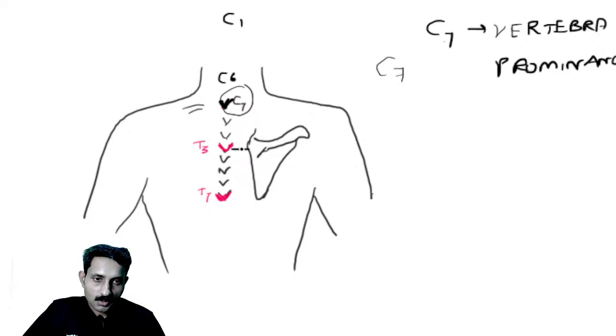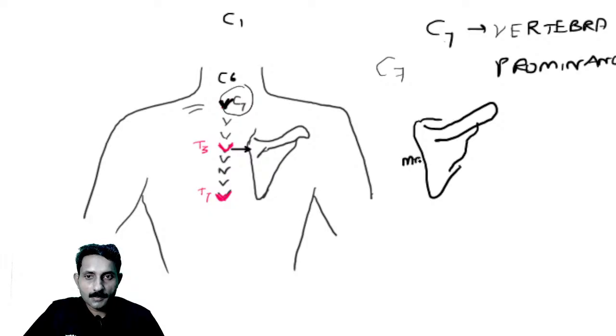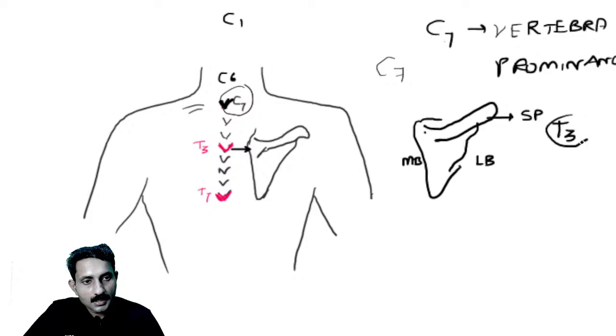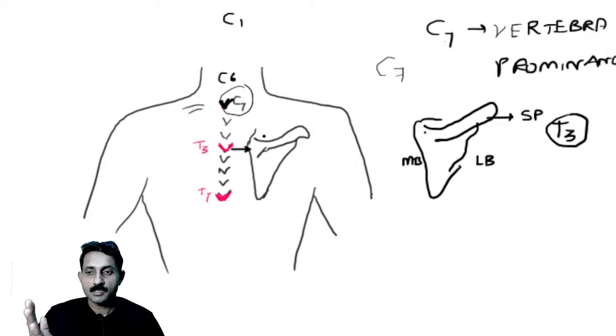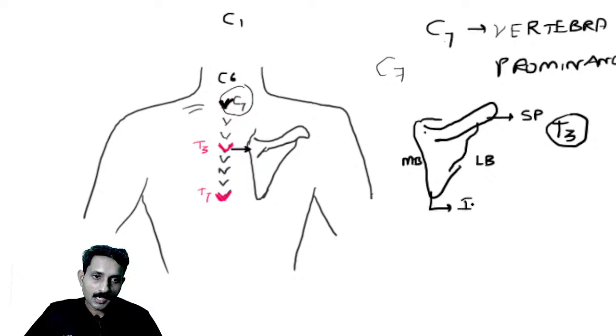Now T3 corresponds to the level of, what is this? This is the scapula. The parts of the scapula: here is the spinous process, the lower lateral border, the medial border, and the lateral border. The spinous process at the root corresponds to the T3 level. This question can come as: the spine of the scapula corresponds to which level? It is T3.